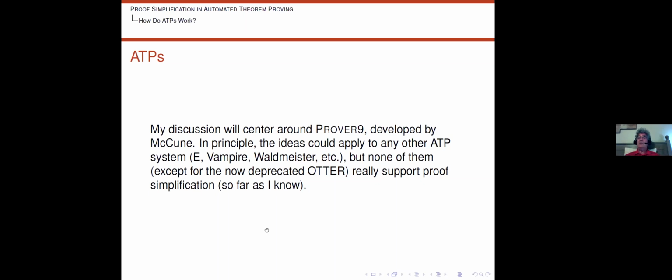Okay, and my discussion is going to center around Prover 9, just as Paolo's did. Now, in principle, one could do this for any automated theorem proving system. If you talk to computer scientists, they generally don't like Prover 9, because to them it's outmoded. It's legacy software since it's no longer being developed. Bill McCune passed away several years ago, and the ATP system of choice nowadays for many people is either E or Vampire. However, none of these other systems, as far as I know, really support proof simplification in the way that I'm going to be describing it. Also, Prover 9 is more popular with mathematicians because we can actually read the input, unlike the other systems where it's very difficult to read the input if you're a mathematician.